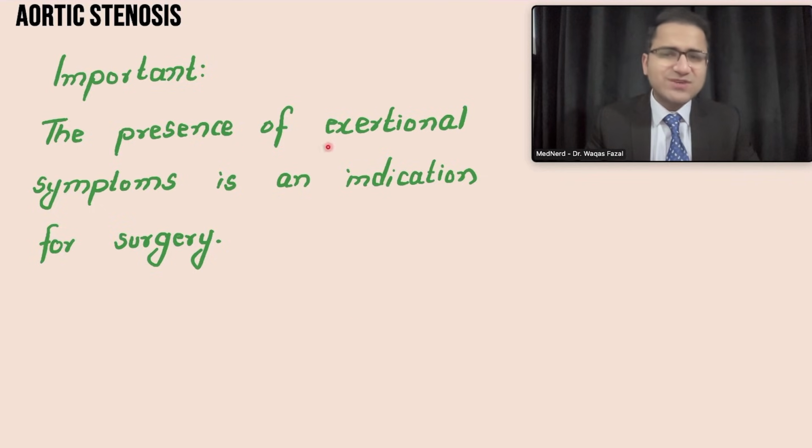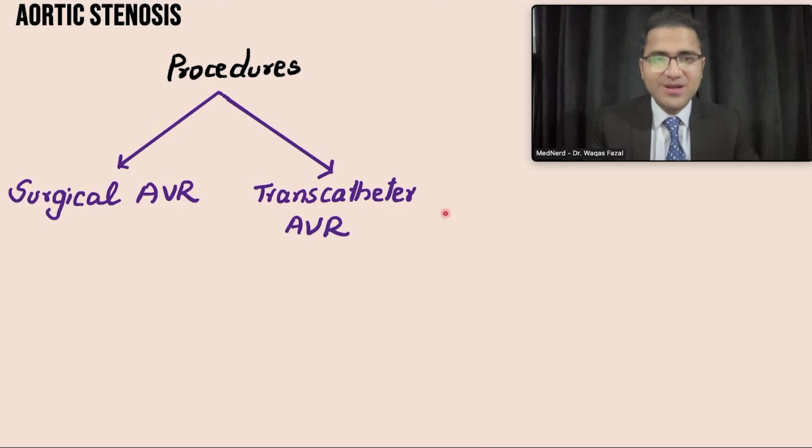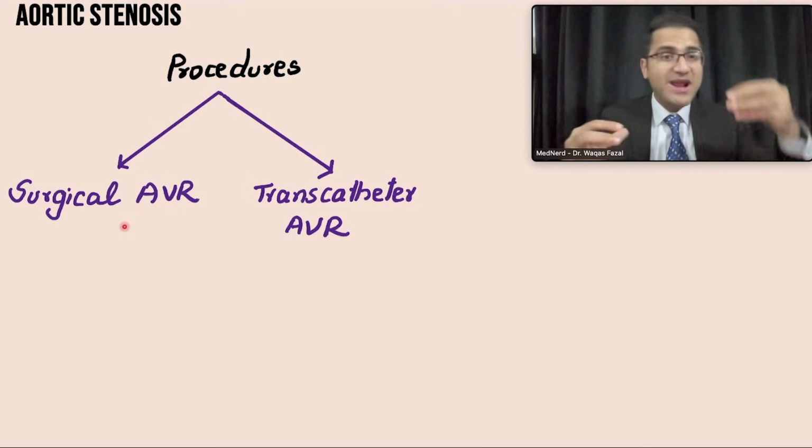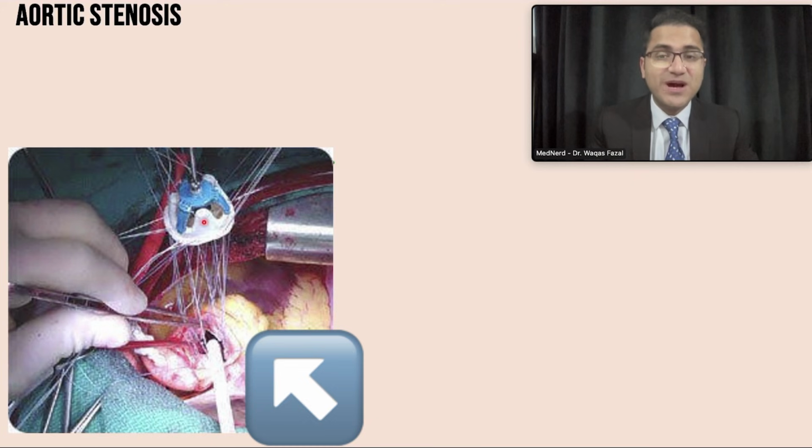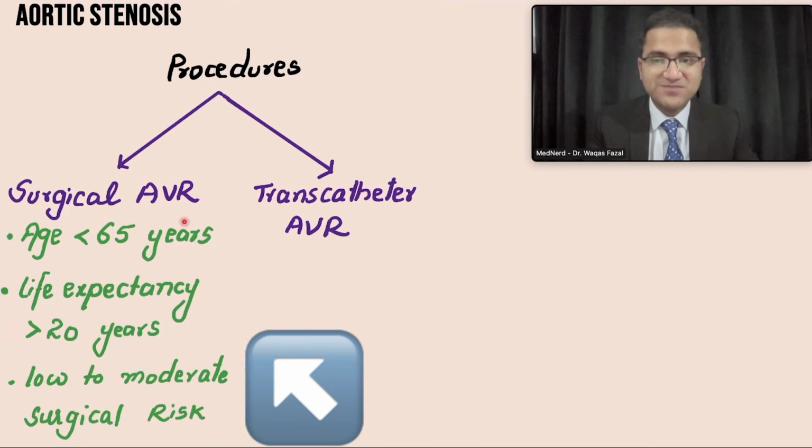Now, the presence of exertional symptoms is a clear-cut indication for surgery. Now, what are the procedures by which aortic valve replacement is done? These procedures include surgical aortic valve replacement and transcatheter aortic valve replacement. In surgical aortic valve replacement, open heart surgery is done where the chest is opened up and the aortic valve is placed. In this picture, you can see the chest is opened up and the aortic valve is being placed.